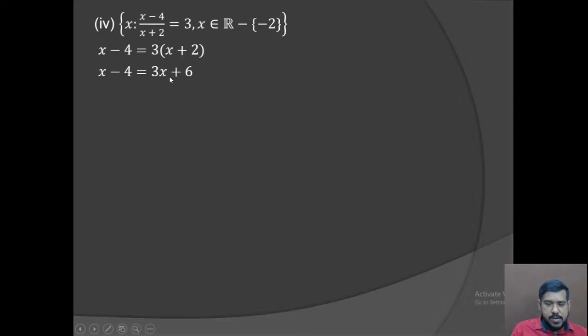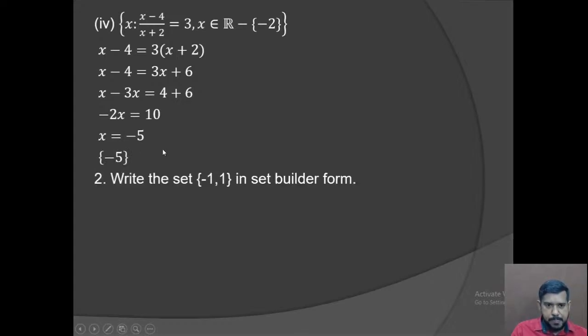Now bring all the variables to one side and constants to the other side. So this 3x is brought to the left hand side, so it becomes minus 3x, and minus 4 is taken to the right side, so it becomes plus 4. So x minus 3x is minus 2x, which is equal to 4 plus 6, which is 10. So x is equal to 10 by minus 2, so x is equal to minus 5. So minus 5 is a real number, isn't it? It is not minus 2. Suppose if it were minus 2, we could not take this as a solution. So the set of answers has only one number, which is minus 5.